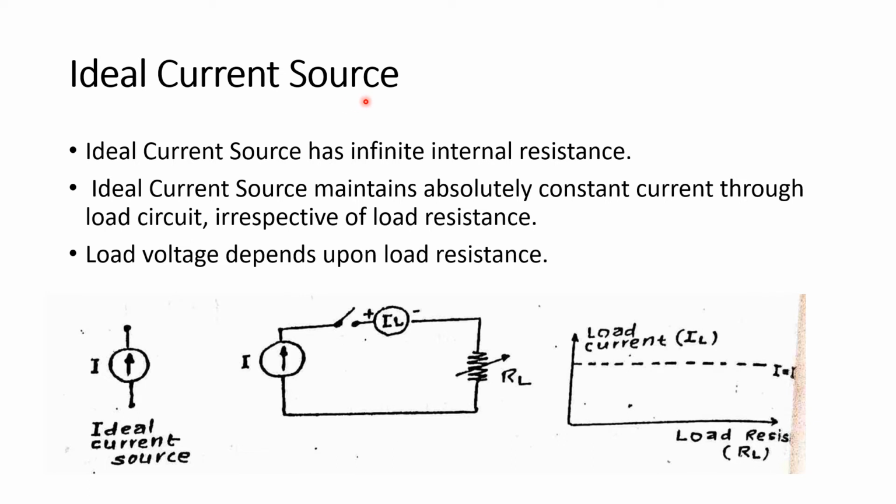Ideal current source. Ideal current source has infinite internal resistance. Ideal current source maintains absolutely constant current through load circuit irrespective of load resistance. Load voltage depends upon load resistance. Symbolic representation of ideal current source. If we plot load resistance RL versus load current IL, it remains constant as shown in the graph.